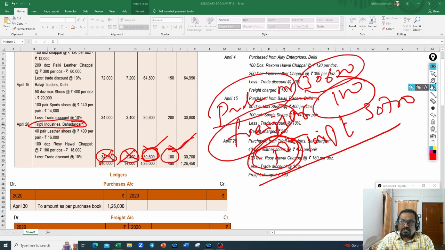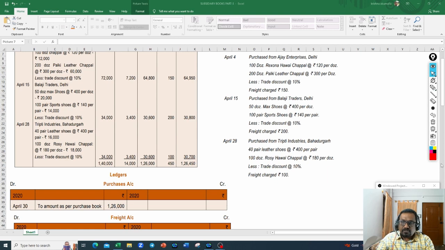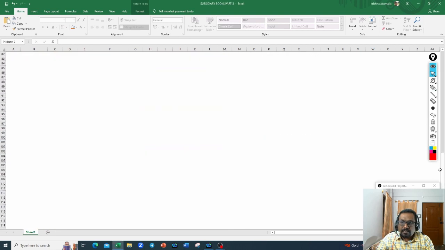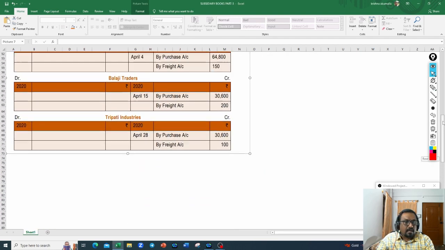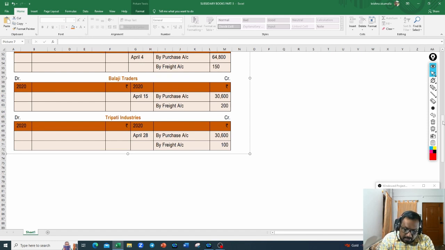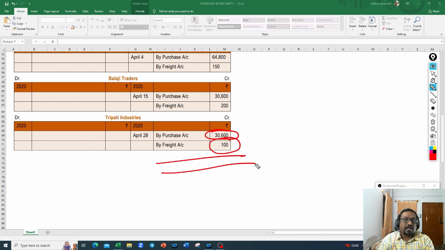So let us go and record the same in the freight charges. Let us go down and see how that has been recorded. So here, what are we writing? Just see here. By purchases 30,600, by freight 100 rupees. So Tripti account is recorded like this. That's all. This is how the ledger has to be recorded and postings are done.